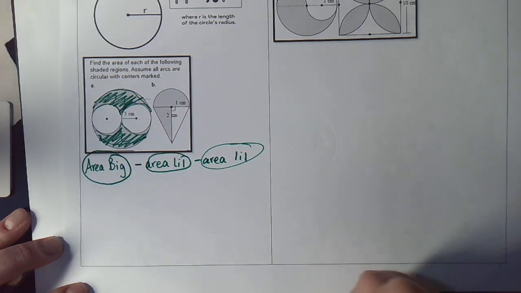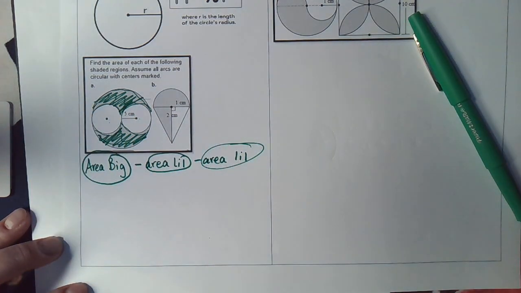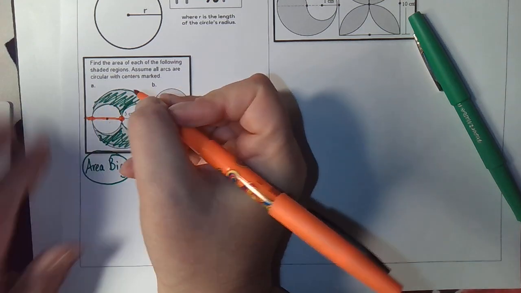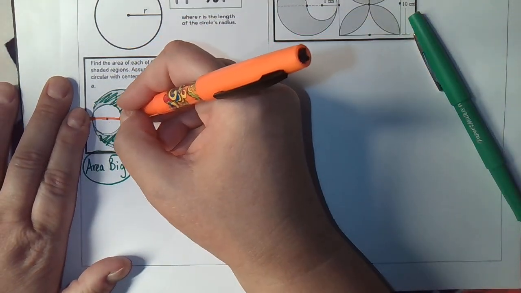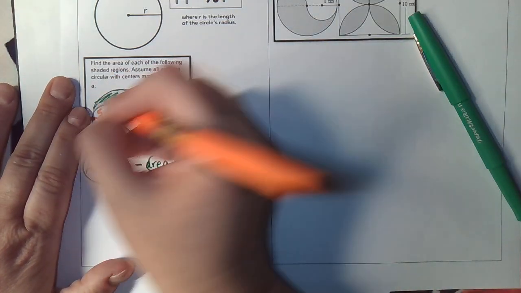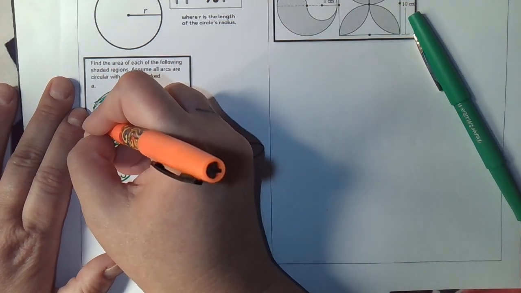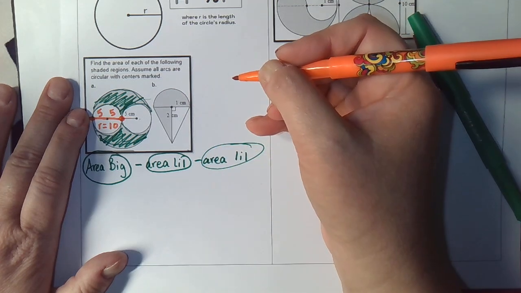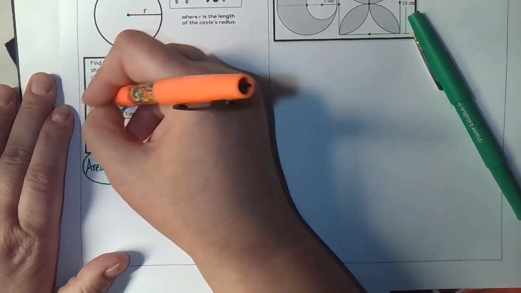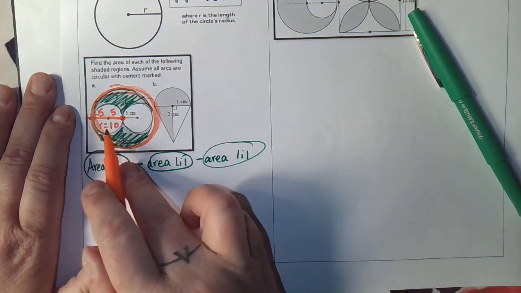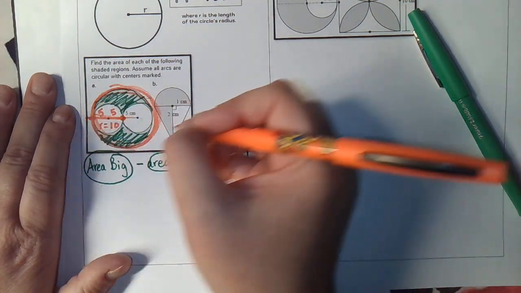Okay, so let's look at this big circle, the huge circle. For the whole circle, we want to find the radius. So the radius is from the center out. That's the radius. Well, we know that a half of the white circle is 5. So the other half of the white circle is 5. So that means the radius for the big circle is 10. So for this huge big circle, the radius is 10.